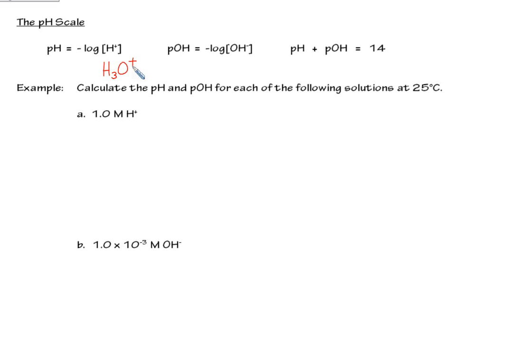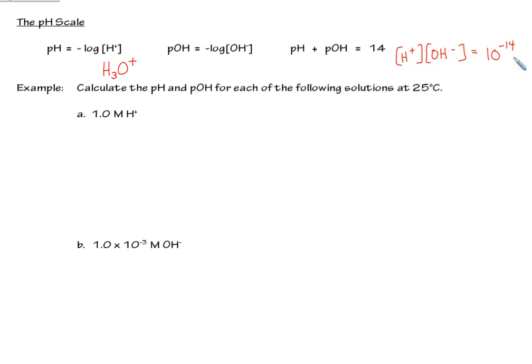It kind of comes from this. Here's another equation that's in the packet, and it wouldn't be such a bad thing to jot this one down too. If you take hydrogen ion concentration, or hydronium, times hydroxide concentration, that should always give you 10 to the negative 14th.